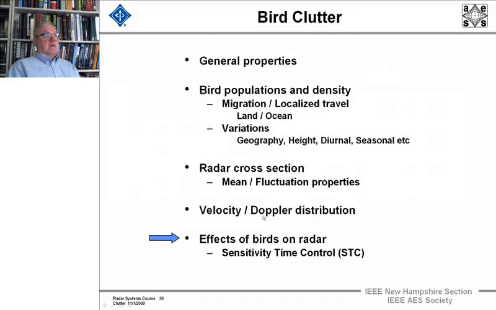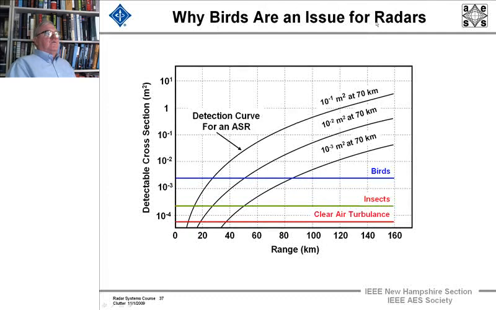And lastly, let's look at the effect of birds on radar, sensitivity time control. This shows you why birds are an issue for radars. Now, this is the detection curve for an airport surveillance radar. It can see a 1 meter square target out at 60 miles, about here.